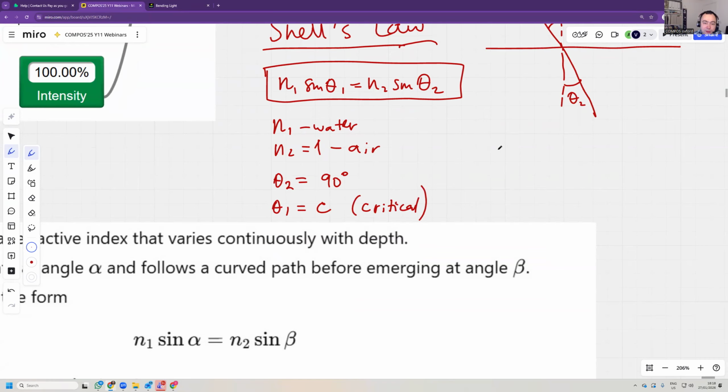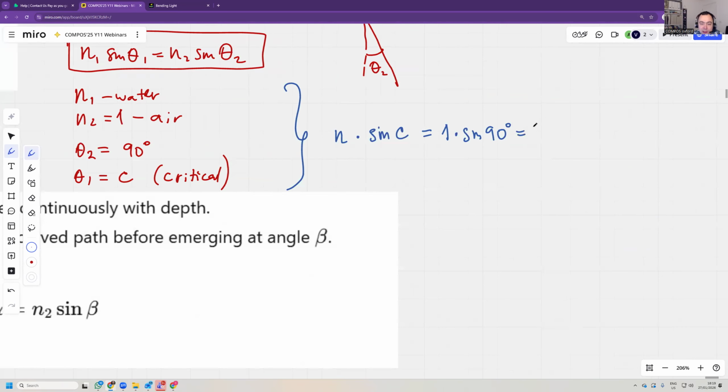So if you rewrite Snell's law for this case, n1, which is just n, multiplied by sine theta 1, sine of the critical angle, equals n2, which is 1, multiplied by sine 90 degrees. But sine 90 degrees is 1, so that's equal to 1. In other words, sine of the critical angle is 1 divided by n.